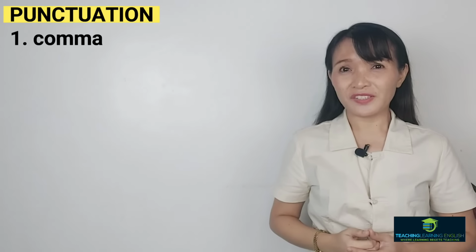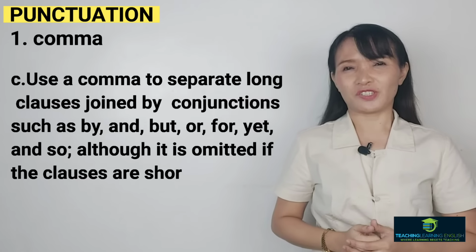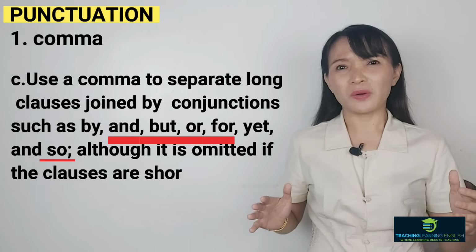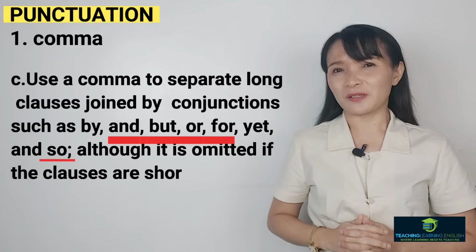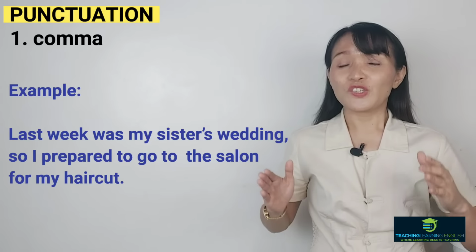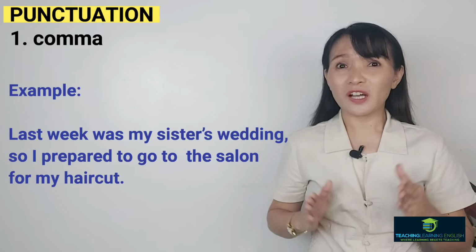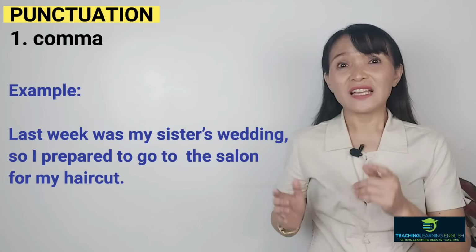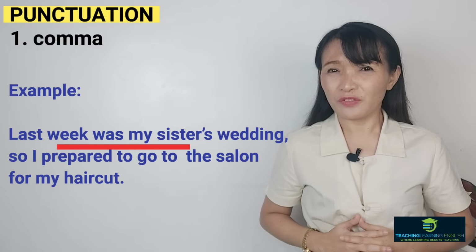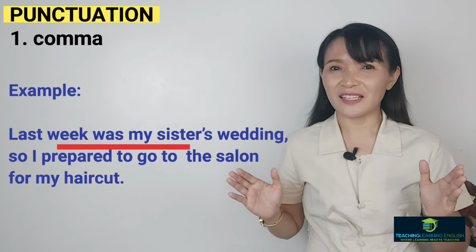Okay? The third is use a comma to separate long clauses joined by conjunctions such as but, and, but, or, for, yet, and so. And it is omitted if the clauses are short. For example, last week was my sister's wedding, so I prepared to go to the salon for my haircut. Put a comma after the word wedding. Last week was my sister's wedding is the clause. What kind of clause? An independent clause, or simply called a sentence.